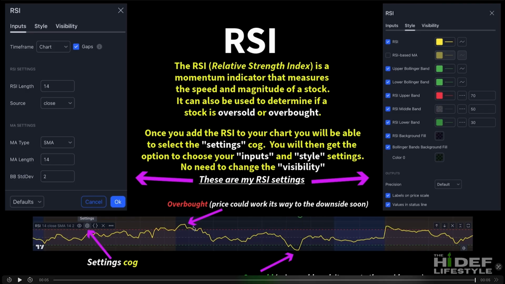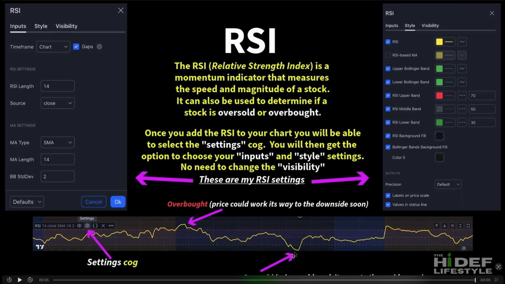And then down here at the bottom, we talked about overbought and oversold. And here, things are considered to be overbought. All right, because you see it's actually above this red dotted line. So it's overbought.